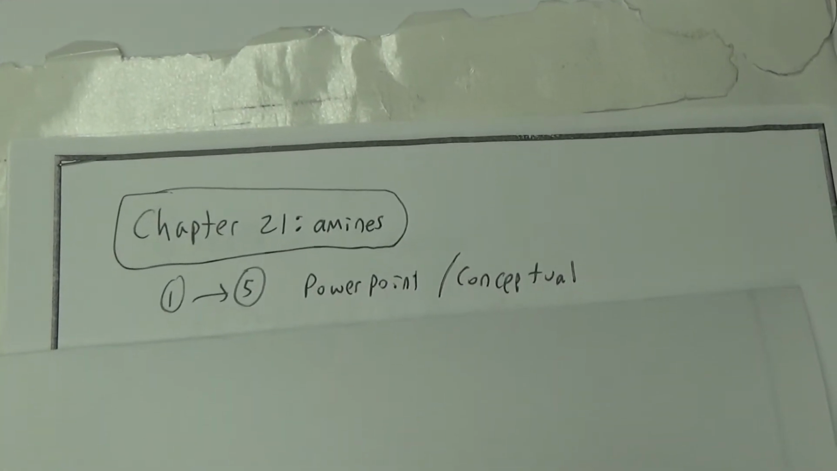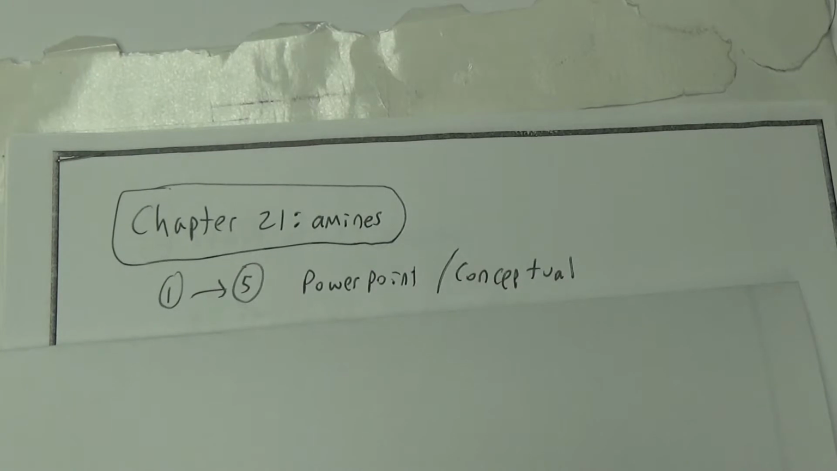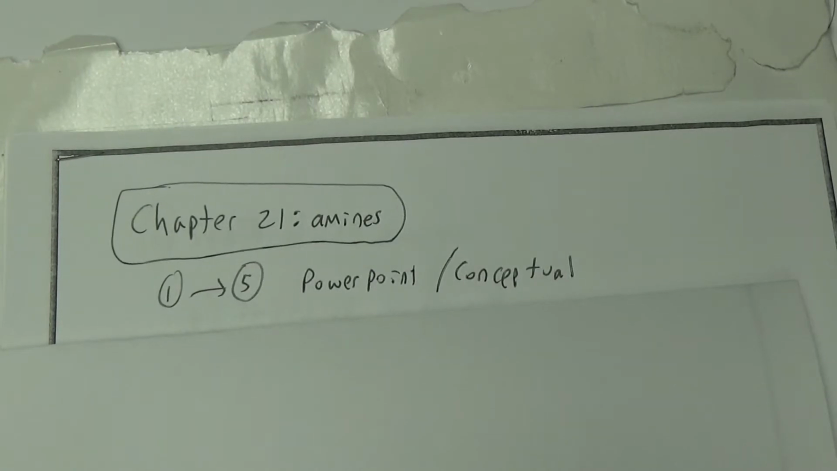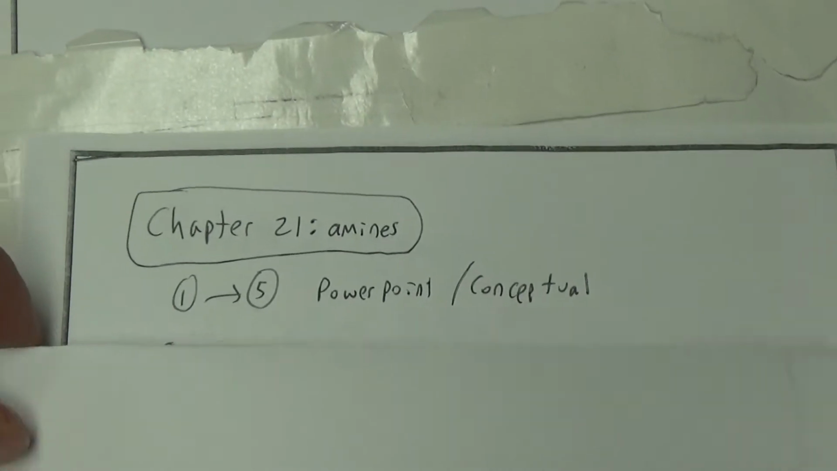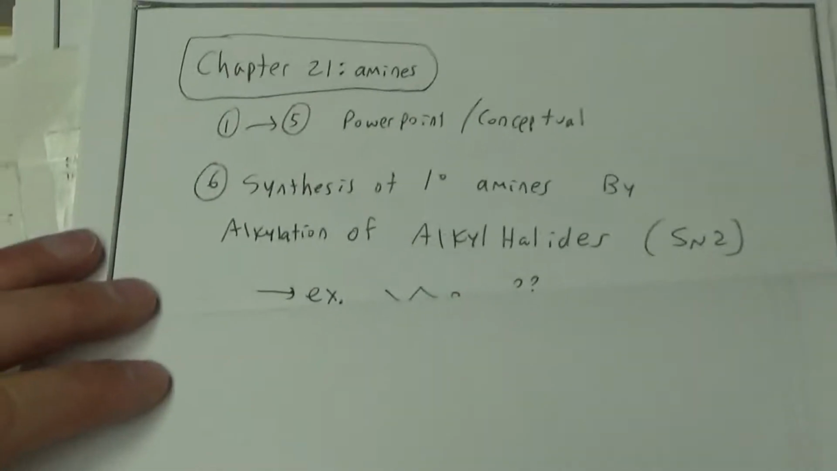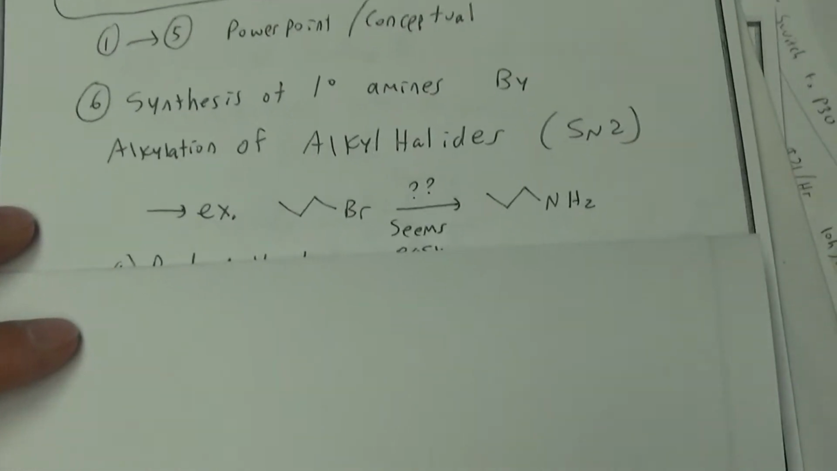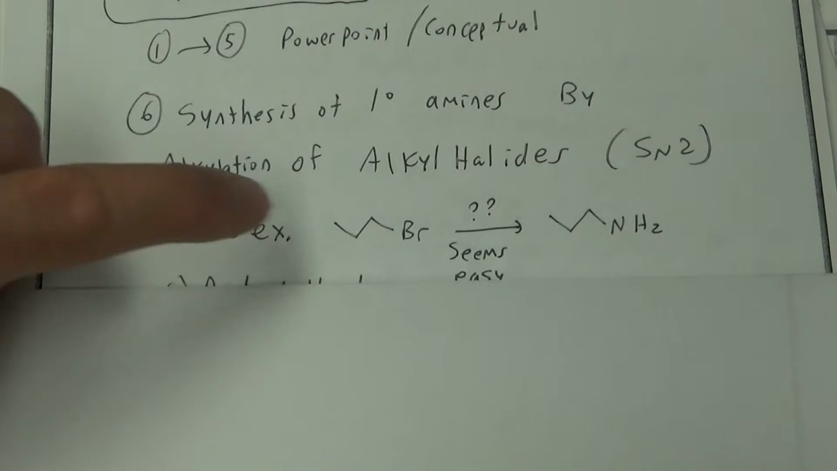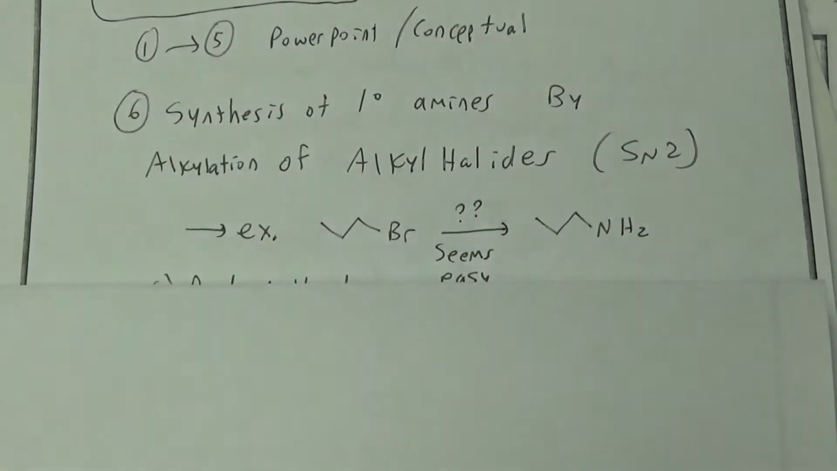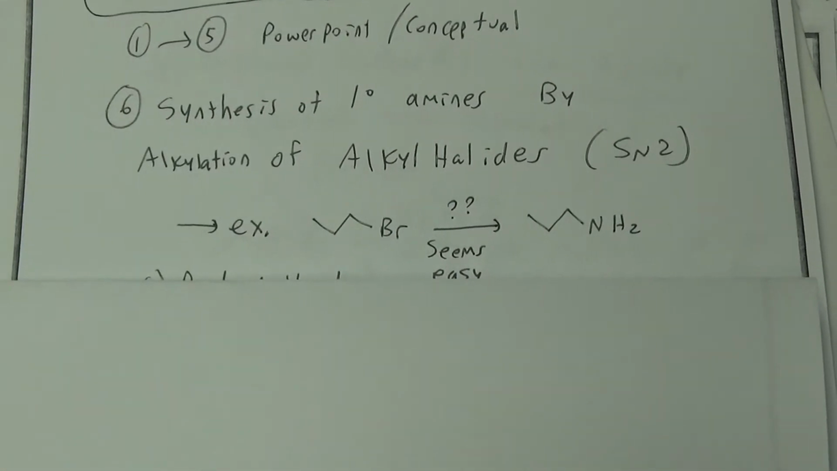Hey everybody. Okay, looks like we've kind of started chapter 21. We've done all the conceptual PowerPoint type stuff already, and then we started in the preparation of amines section, which we already kind of showed you one reaction here. And if our goal is to take an alkyl halide and convert it to an amine, it seems like a pretty easy thing, as we mentioned.